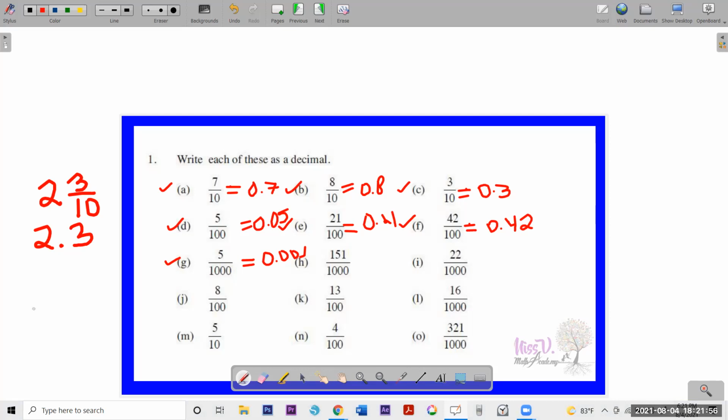I'm going to give you one more. What about if I gave you 10 and 1 over 1,000? What would that be equal to as a decimal? So I see 2 persons so far.